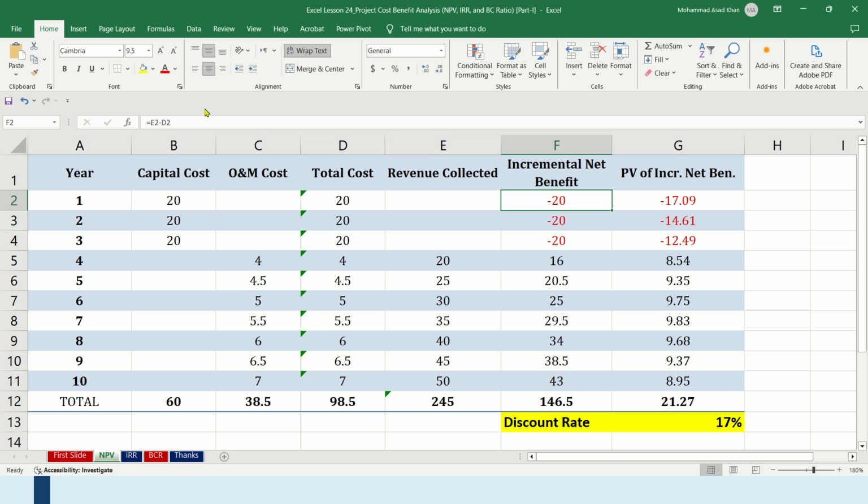So E2 minus D2, E2 minus D2. Here you can see this is the final outcome. For the first 3 years, it's minus 20, 20, 20. Again, I have used conditional formatting here.